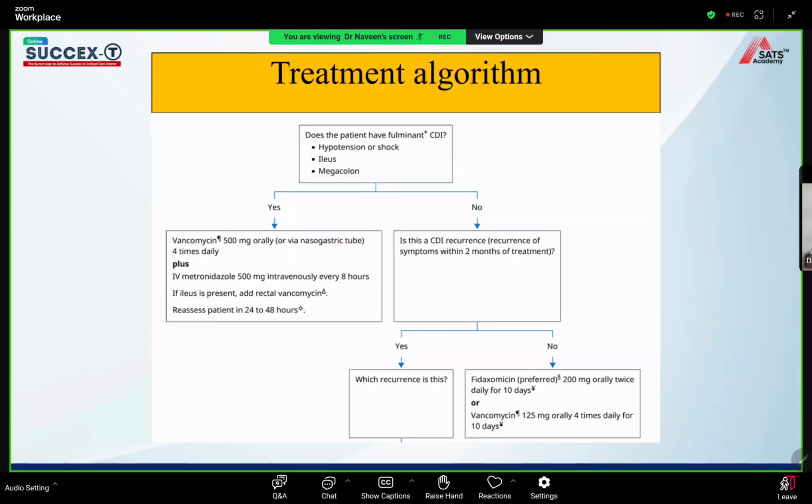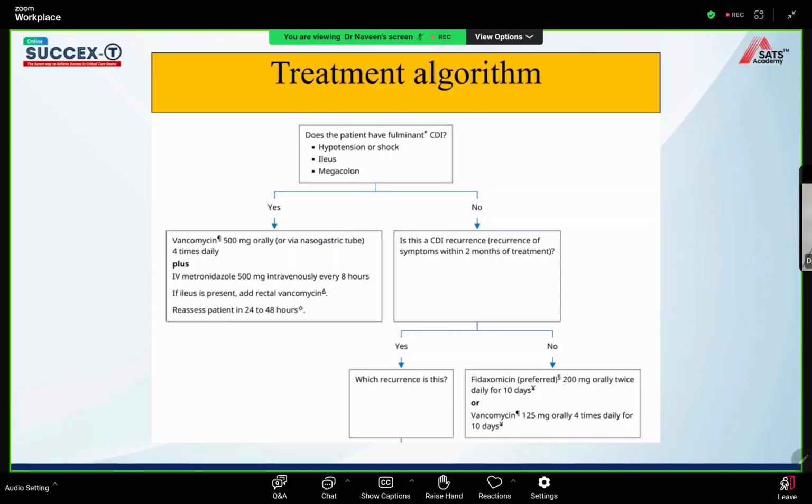In some cases, if the patient is not tolerant to vancomycin and fidaxomicin, the duration of therapy is usually 10 days in the primary disease. If it is recurrence, I will be dealing with it later. The second thing is, if it is not fulminant, then you will see whether it's a recurrence or a non-recurrence. If it is not a recurrence, obviously the choice is fidaxomicin and vancomycin.